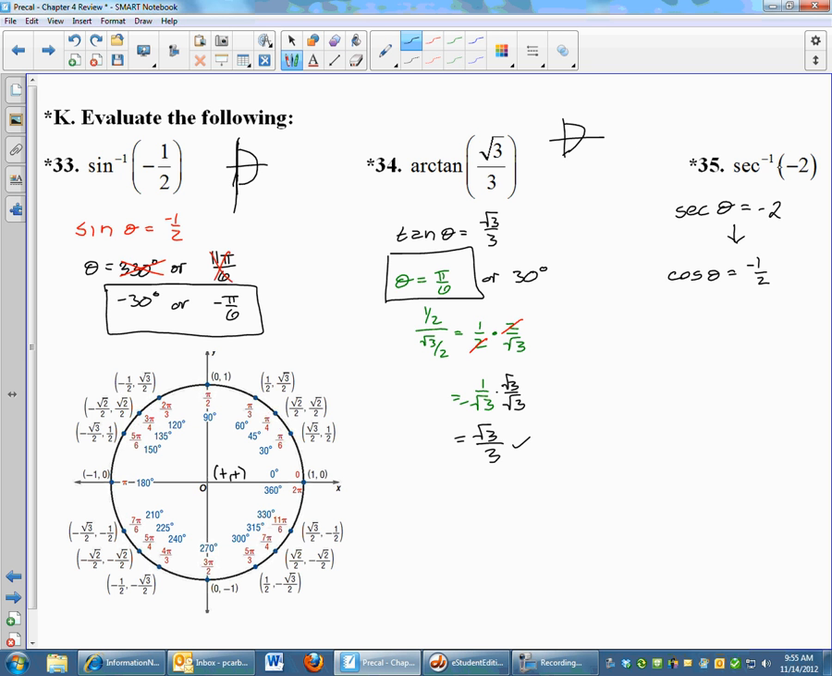Now your restriction for cosine and secant, the inverse cosine and inverse secant, is you answer on the top half of the circle. So I need to find the angle on the top half of the circle whereby cosine is negative 1/2. Remember, cosine is your x-coordinate. So I need an x-coordinate of negative 1/2. That happens right here. So your answer for 35 is going to be 2 pi over 3. Or if you want to answer in degrees, that would be 120 degrees.